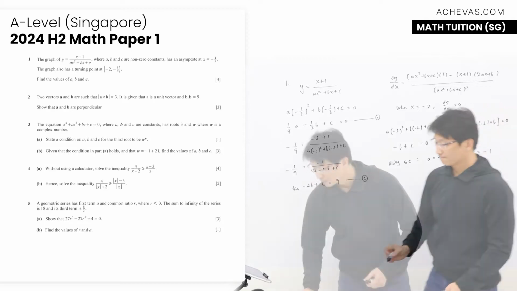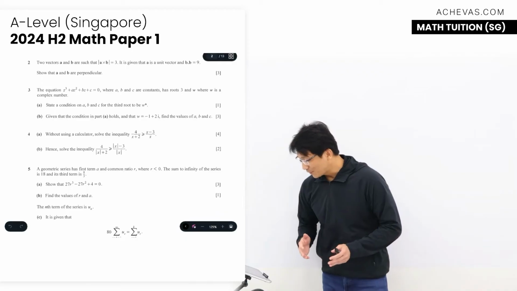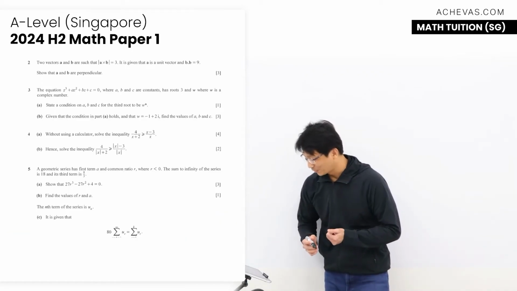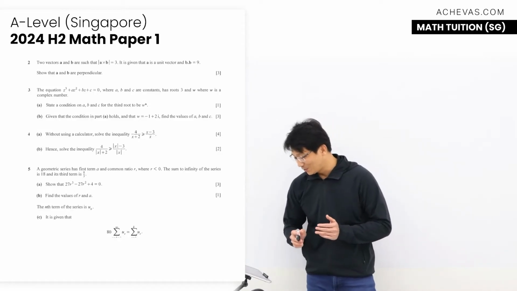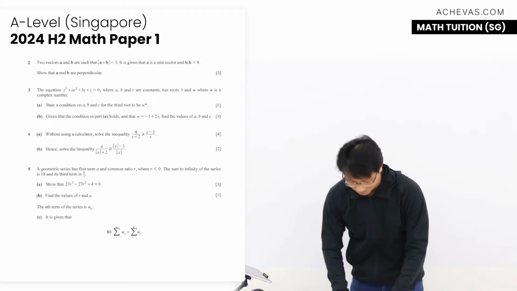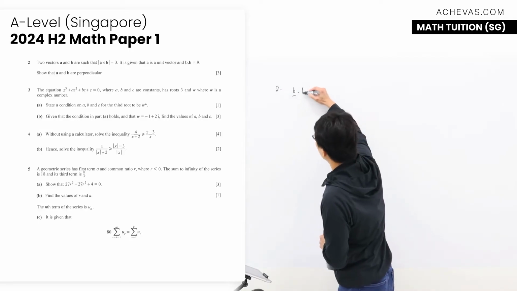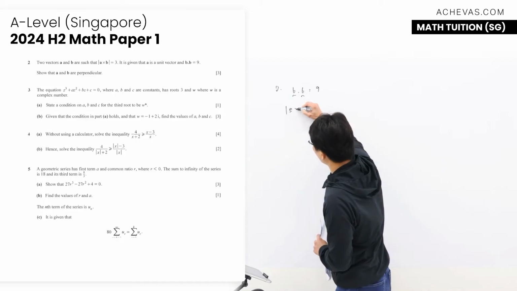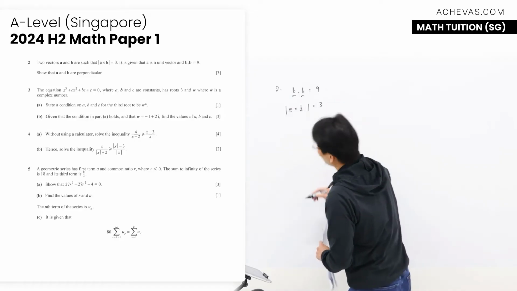For question 2 is a vectors question. We are given 2 vectors a and b, and it's such that the magnitude of the cross product a and b equal to 3. And it's given that a is a unit vector and b dot b equal to 9. And we are supposed to show that a and b are perpendicular. b dot b equal to 9 and modulus of a cross b equal to 3.